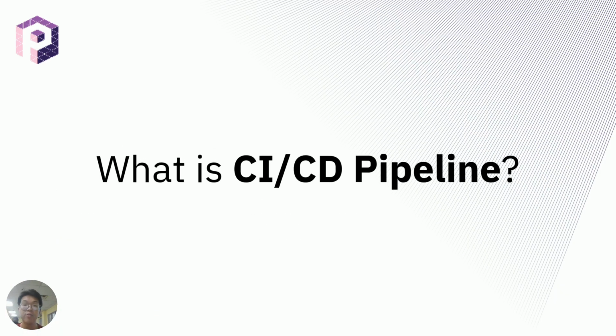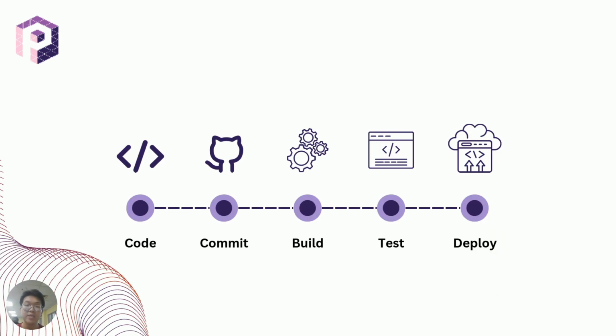So a question comes to mind: what is a CI/CD pipeline? CI/CD stands for continuous integration and continuous deployment pipeline. It is an automation from the code until the deployment stages.